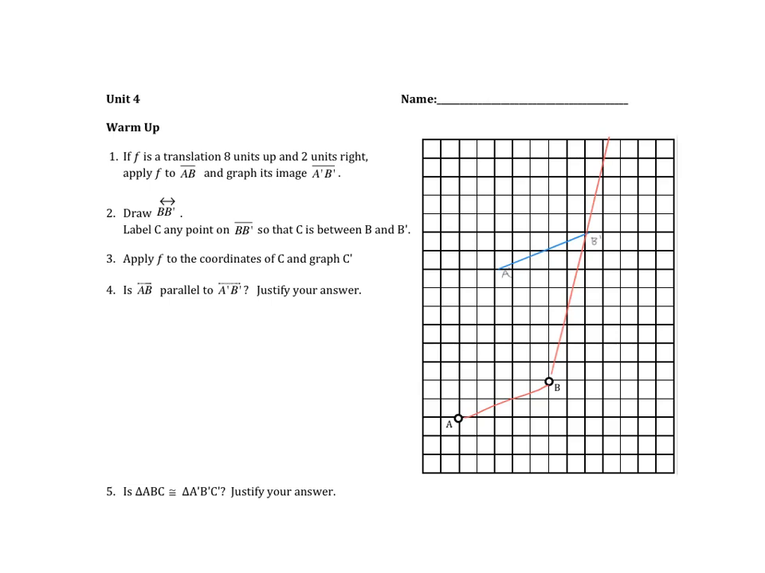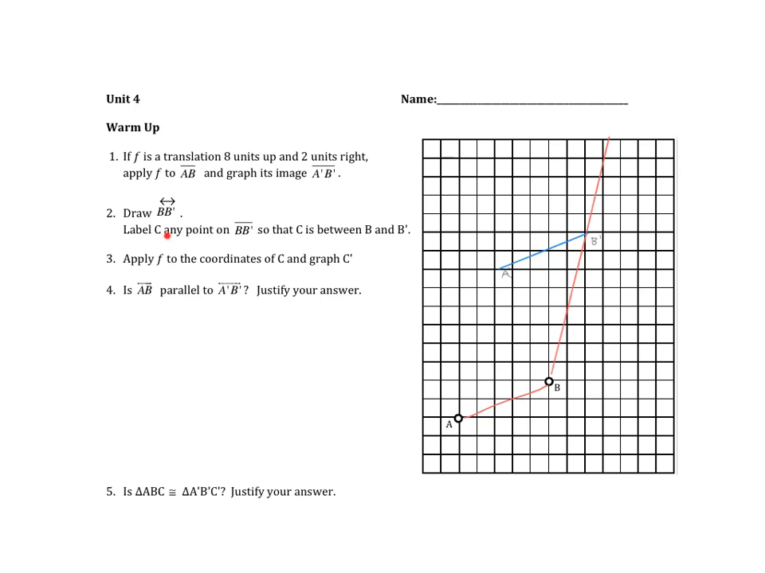So I've started here in this problem with a line drawn AB. So I'm following the directions here. Apply F, 8 units up and 2 units right, of segment AB to graph its image A prime, B prime. So did that. 1, 2, 3, 4, 5, 6, 7, 8. And then I had these points.